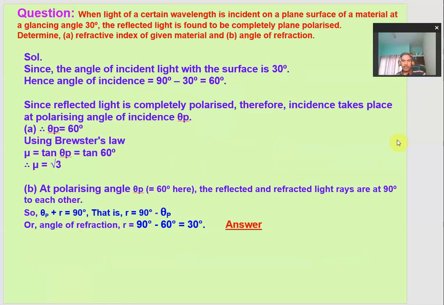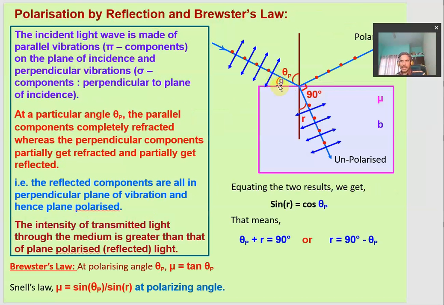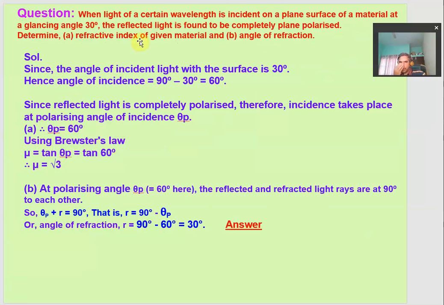So we can take one numerical question here to understand the concept in depth. The question is that light of a certain wavelength is incident on a plane surface of a material at a glancing angle of 30 degrees. So what is a glancing angle? We have just discussed it in Brewster's law. This angle is the glancing angle, given to be 30 degrees. When light of a certain wavelength is incident at a glancing angle of 30 degrees, the reflected light is found to be completely plane polarized.